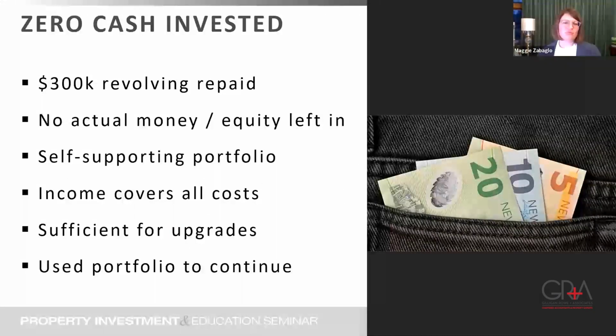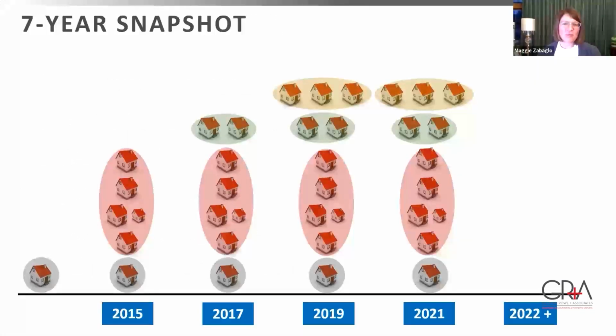So the original revolving credit facility has been repaid by these houses, not using our own money, but by being able to draw funds out of that portfolio to repay the revolving credit facility. So there's no personal money from our jobs, for example, or savings that we had left in this little portfolio. It looks after itself. It has enough income coming in to cover all of its costs, and it's even been able to pay for its own upgrades. And of course, we've used it to continue to grow.